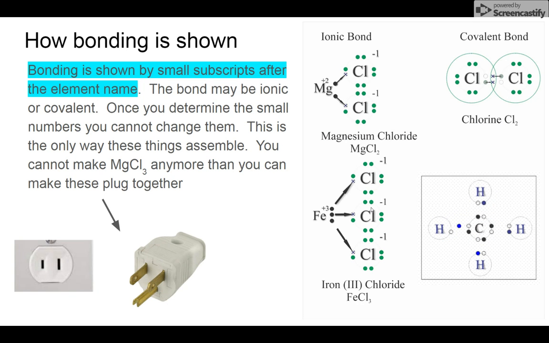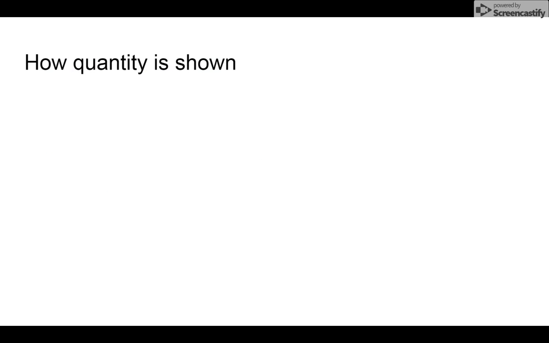We show bonding by using the small numbers, so magnesium chloride is MgCl2. This is determined by the valence shells. You do not have an option to create MgCl3 any more than you could plug these two outlets together. The bonding is determined by the valence electrons, not by you. Once the small numbers are made, you have a package and you don't tamper with it.